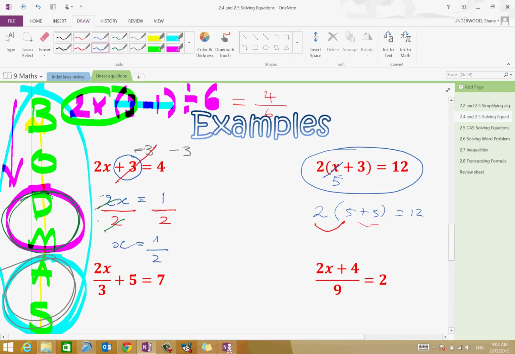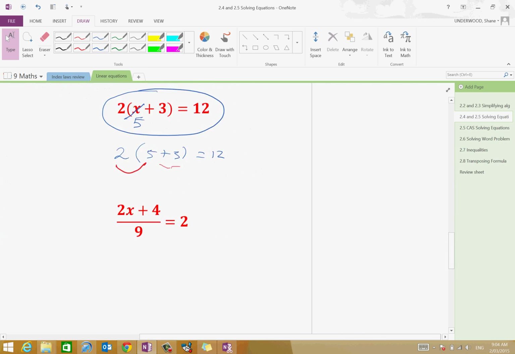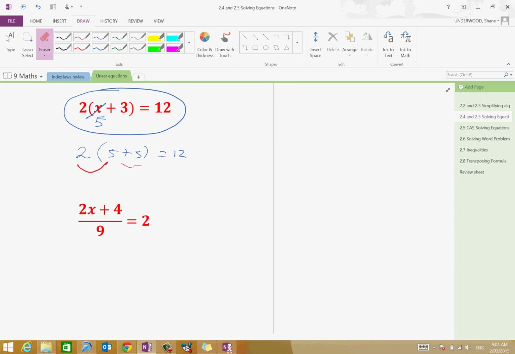I don't know what's happening with this pen. It's not doing what I want it to do. It's a bit messy.